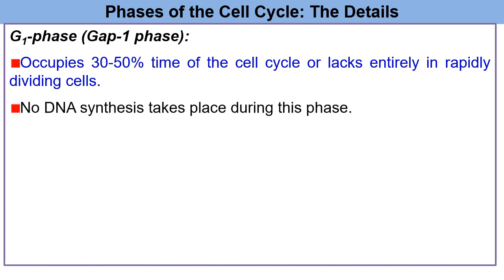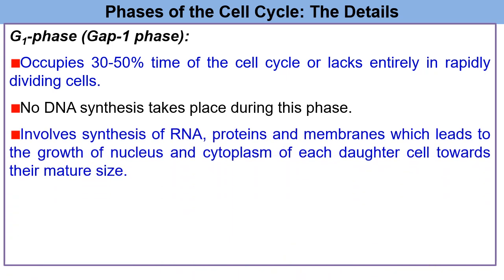It is important to note that during the G1 phase, no DNA synthesis occurs. Instead, this phase involves the synthesis of different types of RNA, that is, messenger RNA, ribosomal RNA, and transfer RNA. This phase also involves the synthesis of different types of proteins and membranes, which lead to the growth of the nucleus and cytoplasm of each daughter cell towards their mature size.